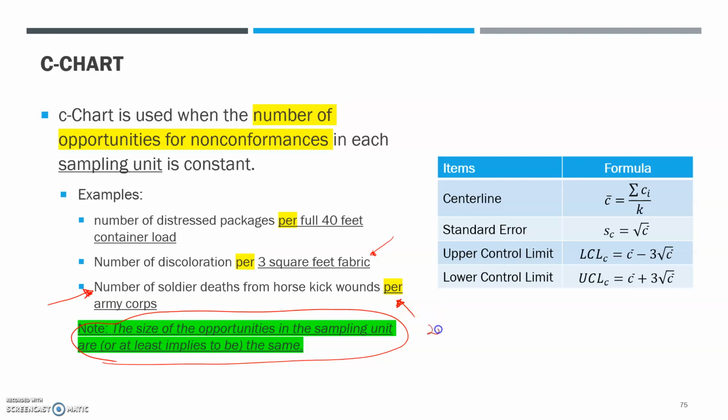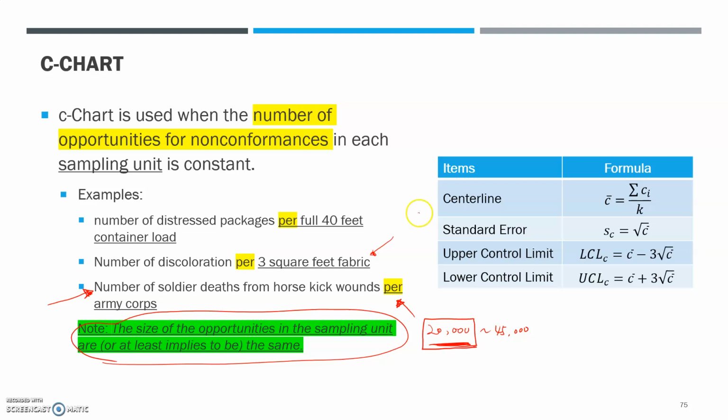It's typically ranging between 20,000 to 45,000, at least according to Wikipedia. So assuming that the army corps you're studying over the year sticks to the same size of 20,000, in that case, the maximum soldier death from horse kick wounds is going to be 20,000. Therefore, that's what I'm saying here: the size of opportunities in the sampling unit are the same.